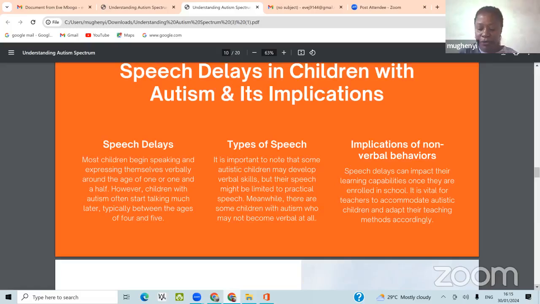Some of them are delayed. It is also important to note that some autistic children may develop verbal skills, but their speech might be limited to practical speech. Meanwhile, there are some children with autism who may not become verbal at all.